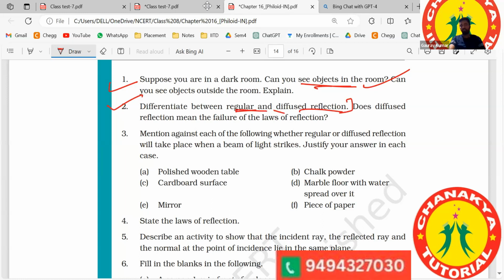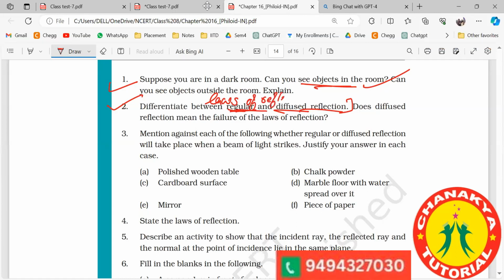What are regular and diffuse reflection? Regular reflection is one in which the reflected rays are parallel to one another. In diffuse reflection, they're not parallel; they're scattered in different directions. You can say that regular reflection follows the laws of reflection, and it takes place on a smooth surface.